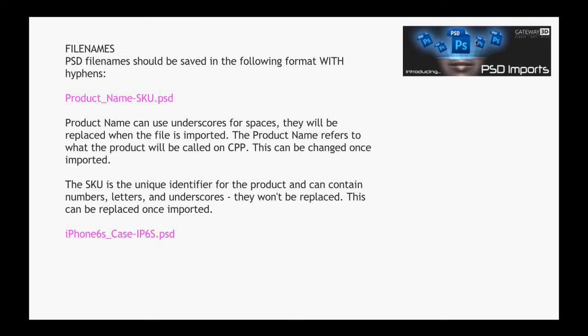The product name refers to what the product will be called in CPP. This can be changed later once it's been imported if you wanted to. And the SKU is the unique identifier for the product and can contain numbers, letters, and underscores. They won't be replaced, but this can be replaced once it's imported.